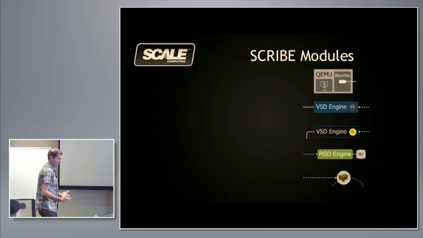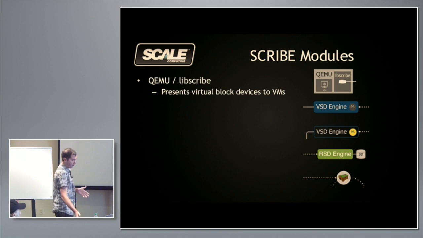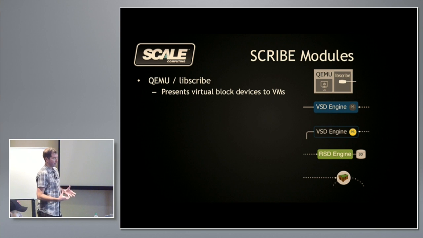So getting into Scribe, into the actual storage layer, it's very modular, and these are probably 5 of the more significant modules that we're going to talk about today. First of all, QEMU libscribe. Now QEMU, if you're familiar with KVM, that's the user space process that's actually going to be running a virtual machine. So your guest VM is actually running within QEMU, and libscribe is our integration point between QEMU and Scribe. It's just a component that we added to QEMU so that it could natively support Scribe.